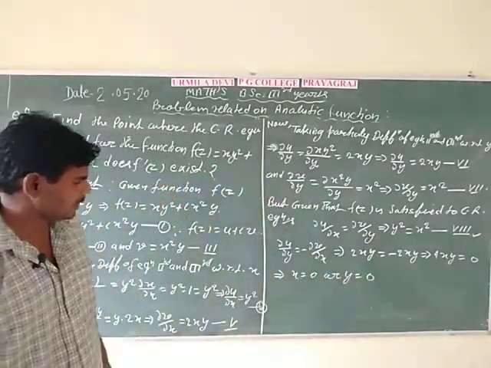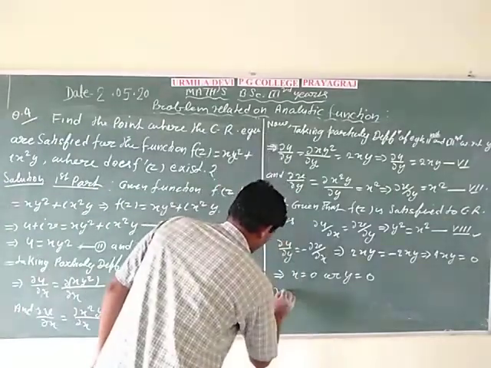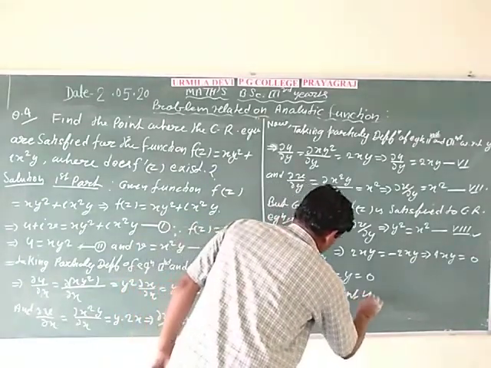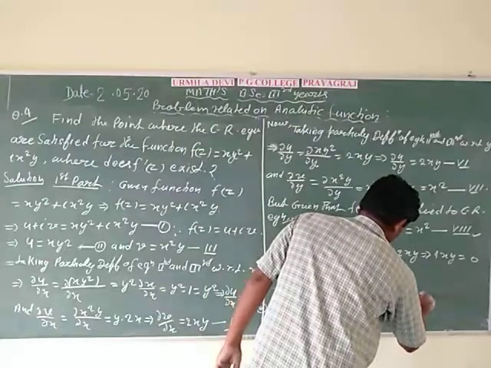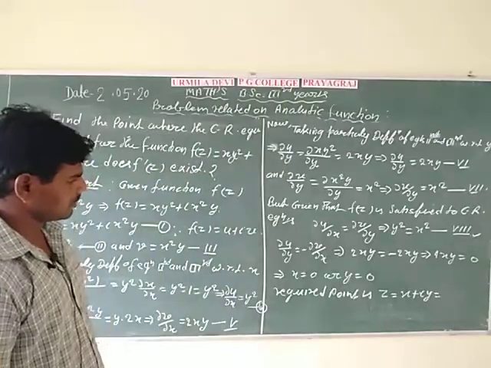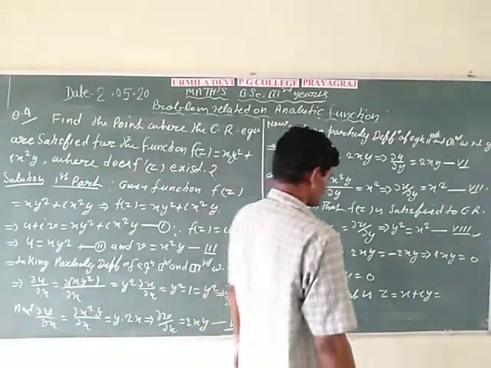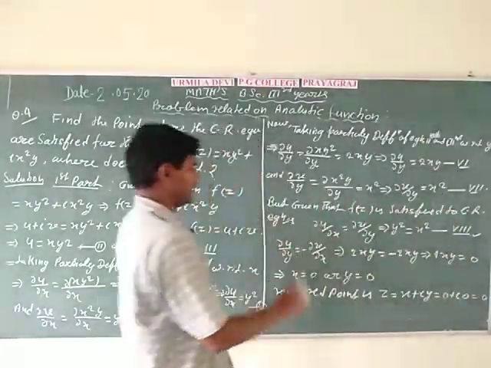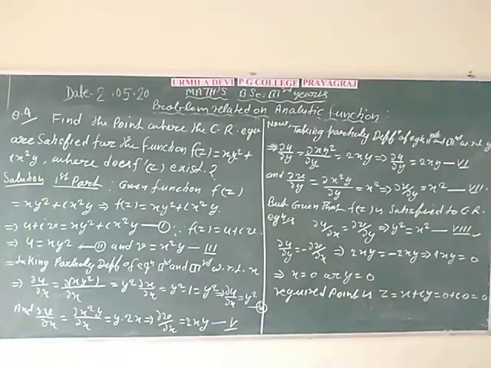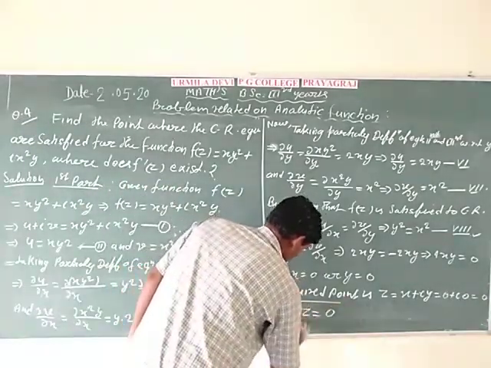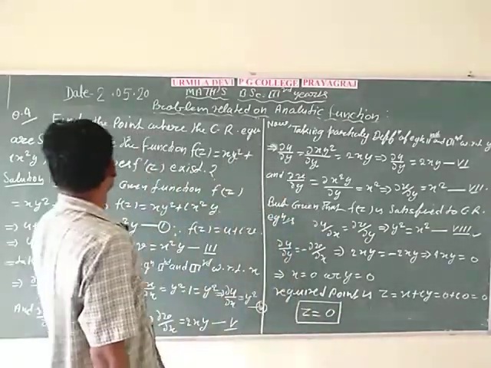Means the required point is z is equal to x plus iy. Putting the values of x and y, x is equal to 0 and y also is equal to 0. So 0 plus i times 0 means 0. So the only point for which function f(z) is analytic, means satisfies the CR equations, is z is equal to 0. This is the complete solution of the first part of question 4.